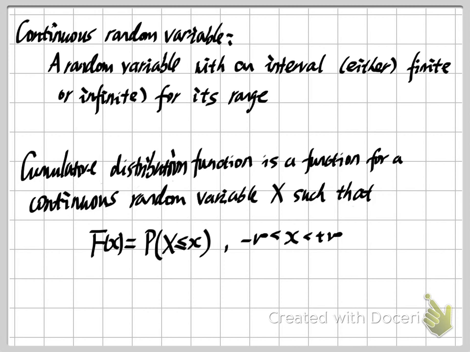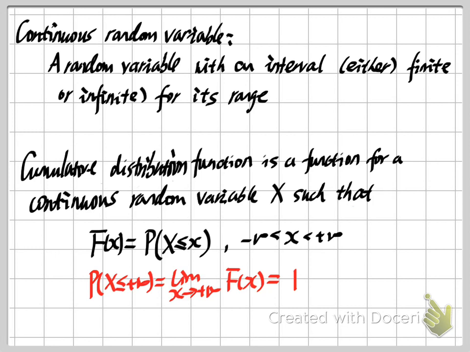And also, by the axiom of probability, the probability of all possible values should equal 1. So in other words, if we say this is the probability of capital X smaller or equal to infinity, that means this should include all of the possible values of our continuous random variable. So this means we take the limit of F(x) as x goes to positive infinity, and this will equal 1, because that makes sure the probability of all possible values of x is equal to 1.